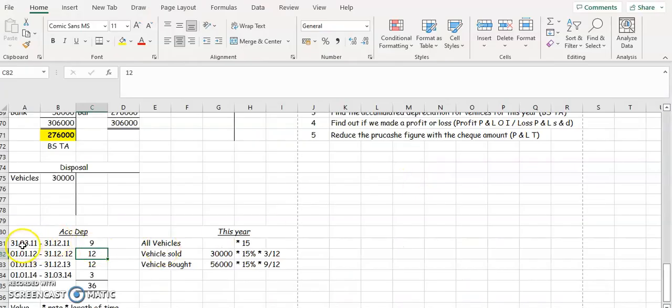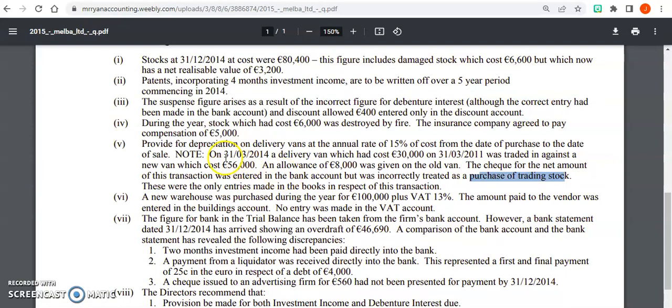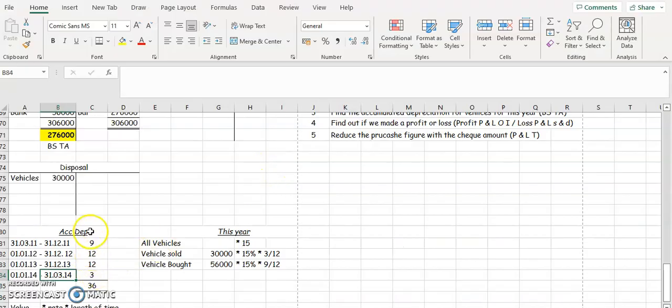So you're going to take the 31st of the 3rd, 2011 to the 31st of the 12th, 2011. We had it for 9 months. The 1st of the 1st, 2012 to the 31st of the 12th, 2012, we had it for 12 months. 1st of the 1st, 2013 to the 31st of the 12th, 2013, we had it for 12 months. And the 1st of the 1st, 2014 to the 31st of the 3rd, 2014. Why is it the 31st of the 3rd? Because that's where we are now. Okay, that's when we sold it. So we had this van that we sold for 36 months.